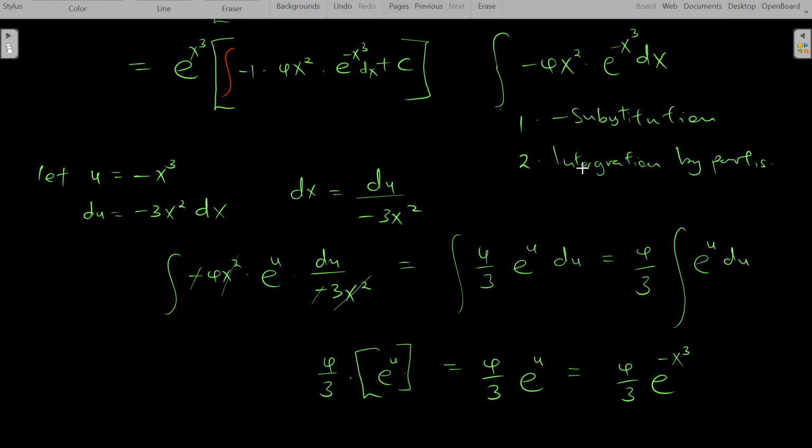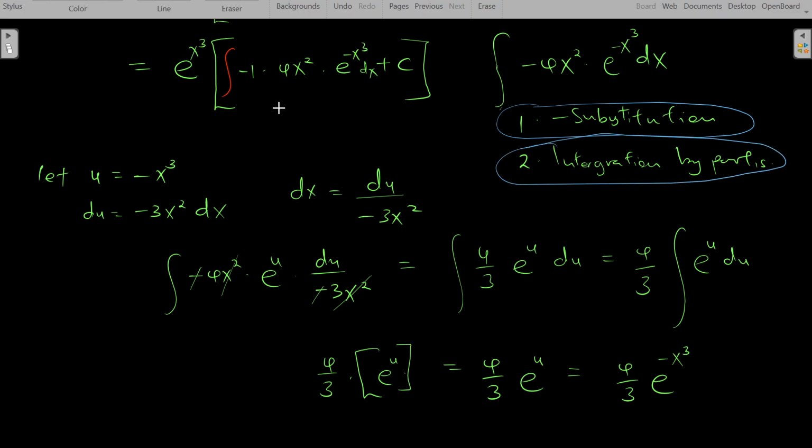We have two methods for solving this. We have used the substitution method, but you can also use the integration by parts method, because as you can see, this is an algebraic function, and this is an exponential function.